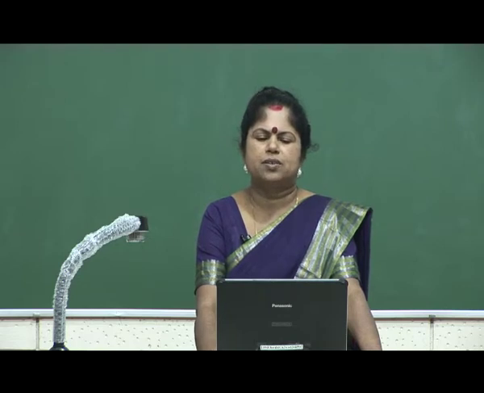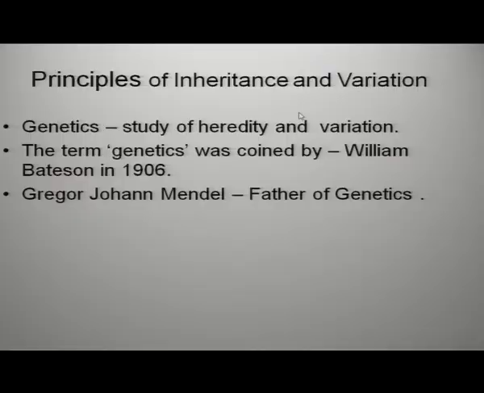So, resemblance of progenies with parents in most of the characters, that we will call heredity. And similarly, some of the progenies differ from their parents, and that phenomenon we will call variation. Now, when we study these two aspects, heredity and variation, then it forms the branch genetics. So, genetics is a branch of biology that deals with heredity and variation. The term genetics was coined by William Bateson in 1906, and the father of genetics is Gregor Johann Mendel.